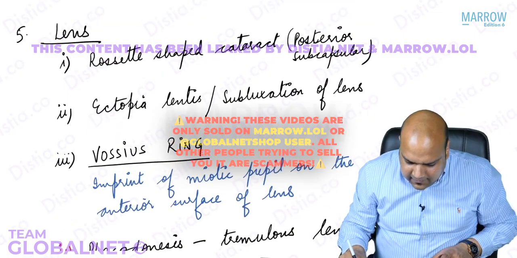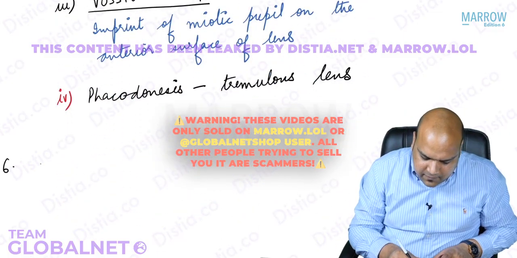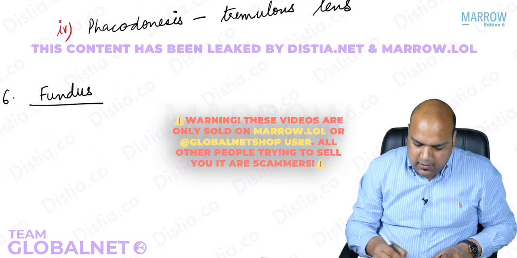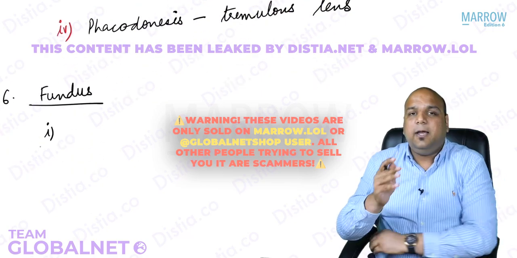Now moving on, everybody, to the posterior segment. Fundus signs of ocular trauma. Fundus sign number 1. Again, I hope we already know.